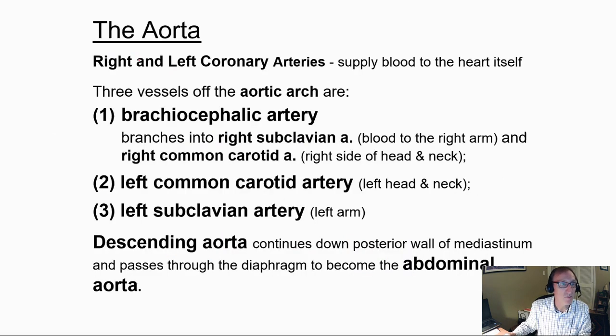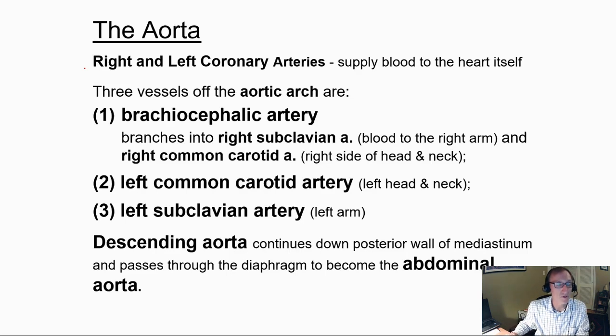But let's focus back to the aorta. We'll come back to the right and left coronary arteries. They're the first things to branch off of the aorta. We'll come back to those on the next slide. So I want to talk about these three that sit right on top of the aortic arch. So the first one is brachiocephalic. The second one is the left common carotid. The third one is the left subclavian.